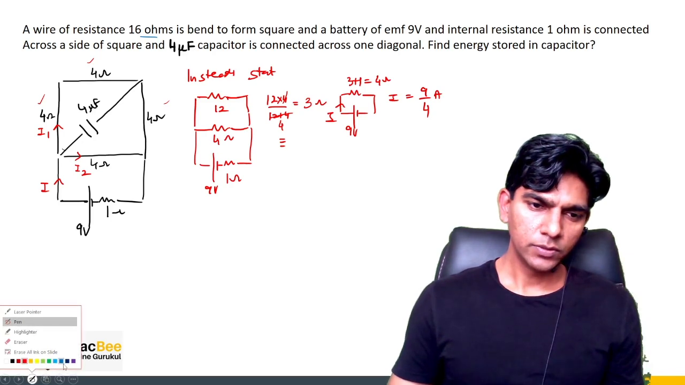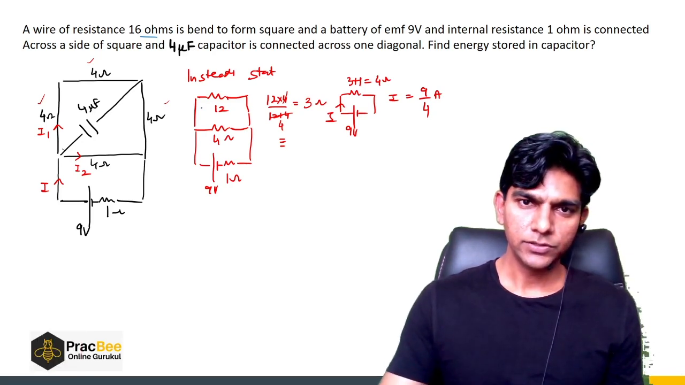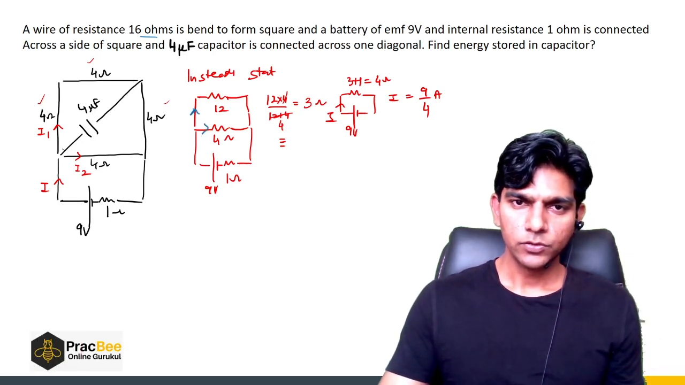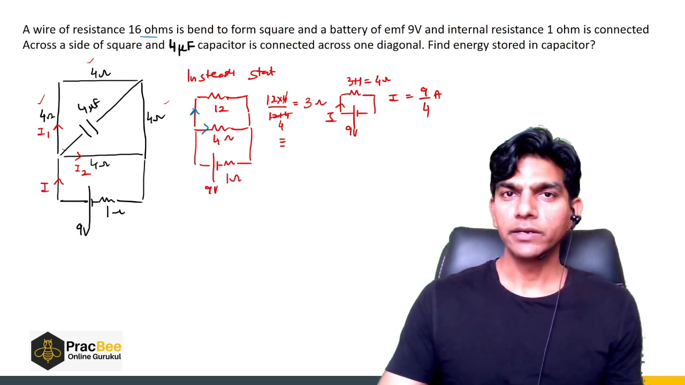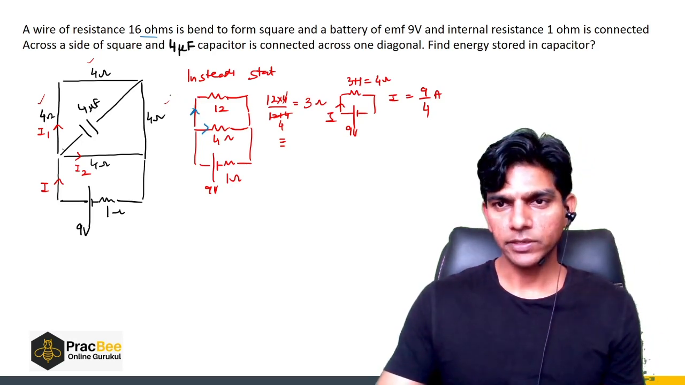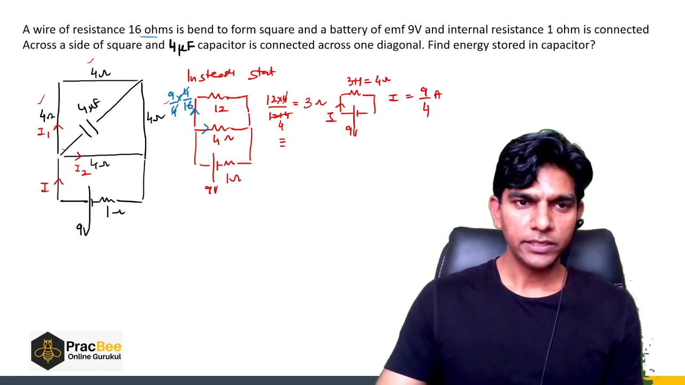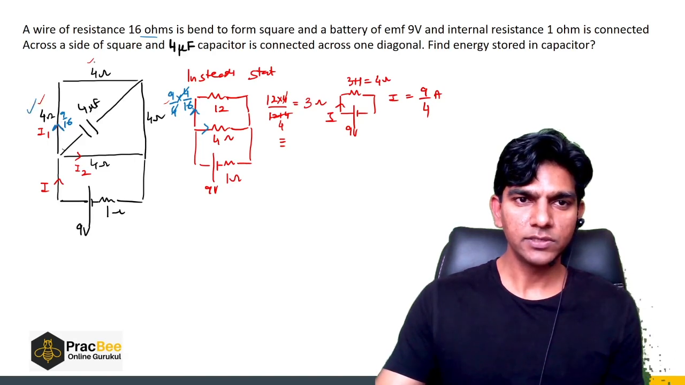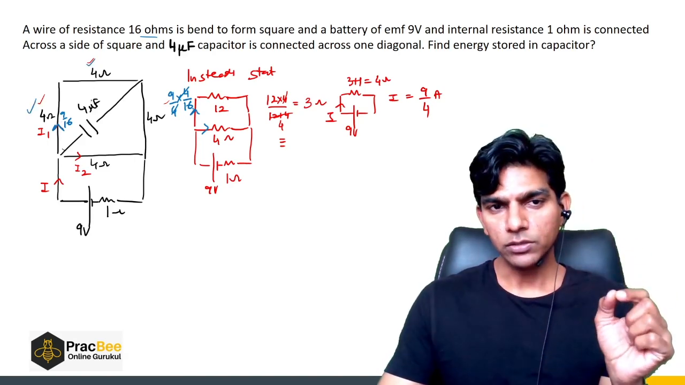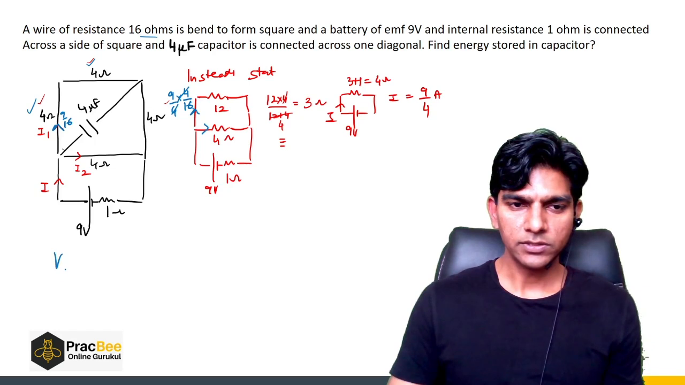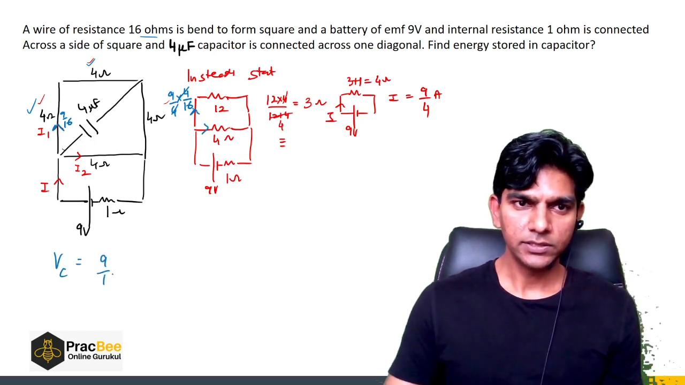Now let us divide this current in these two branches. The current will divide in the inverse ratio of the resistance. So here it will be 9 by 4 times 4 divided by 16, which comes out to be 9 by 16, right? So in this branch the current is 9 by 16. So 9 by 16 times the resistance will be the potential drop across the capacitor. So V across the capacitor will be 9 by 16 times 8, so this will be 9 by 2.